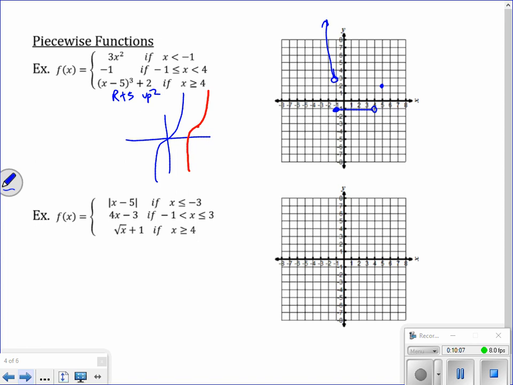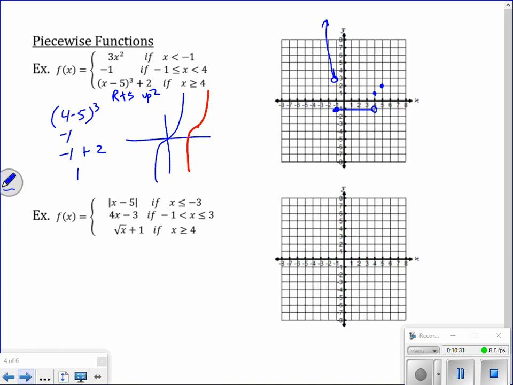All right, and we could plug in a couple numbers around it. Like, why don't we plug in 4? Because I need that for where to start. So if I plug 4 into there, 4 minus 5 is negative 1, to the third, that's negative 1. Negative 1 plus 2 is 1. So 4 is going to be at 1.